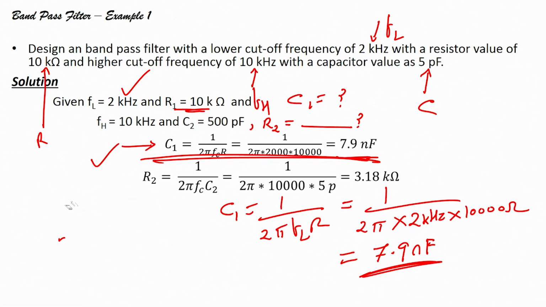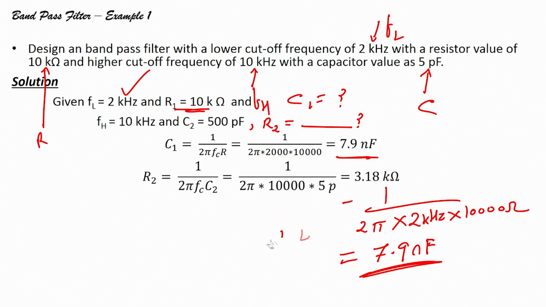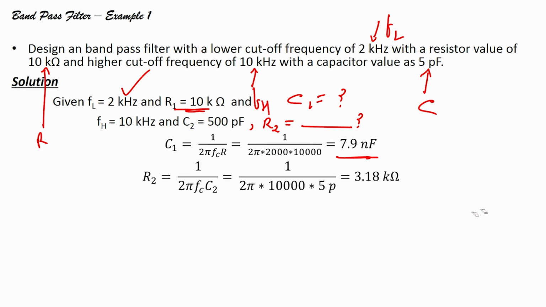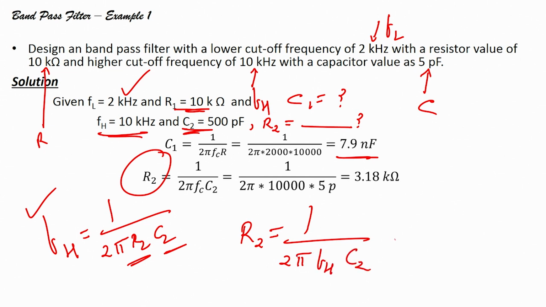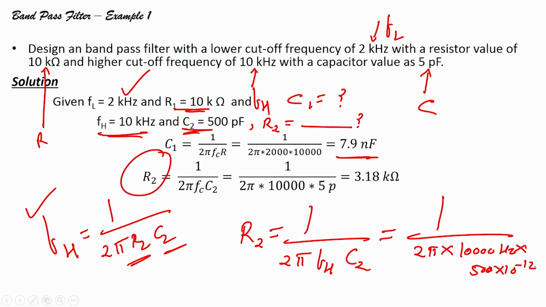Now, let us see how we can find the value of FH, and using FH how we can find R2. So, FH, what we have written, FH equals 1 by 2 pi R2 C2. What we have? We have FH. We have C2. What we do not have? R2. So, R2 will be 1 divided by 2 pi FH C2. So, this will be 1 divided by 2 pi FH. What is FH? 10 kilohertz, into C2 500 picofarad, 500 into 10 to the power minus 12. So, that will give us 3.18 kilo ohm, that you can see here, 3.18 kilo ohm.